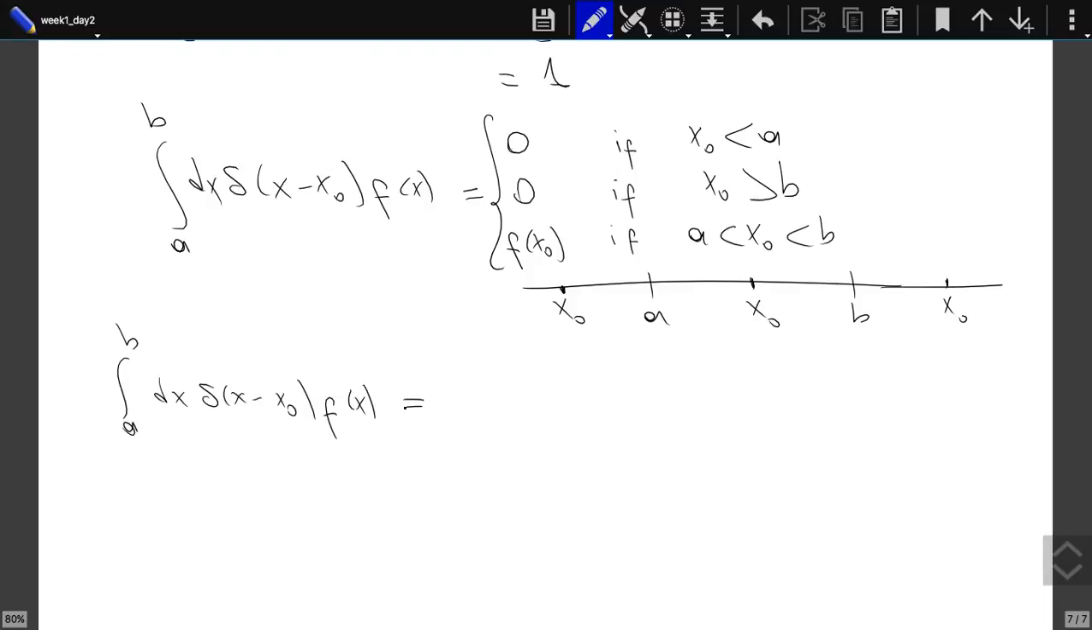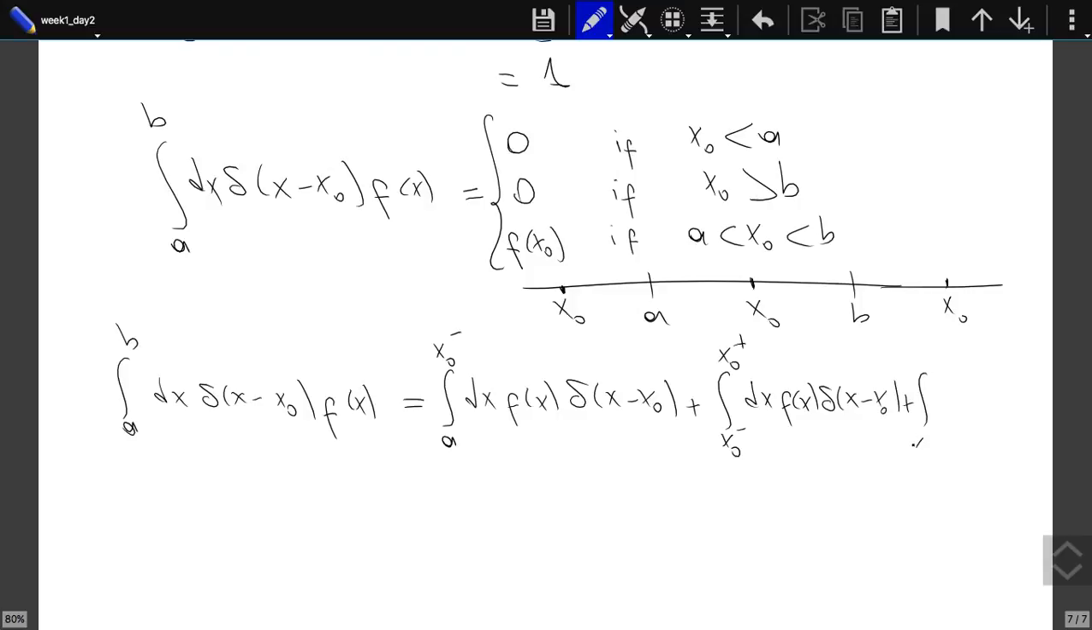Well, we know that x0 is somewhere between a and b. So let me split this integral into 3 parts: from a to the left of x0, plus from the left of x0 to the right of x0, plus from the right of x0 to b.